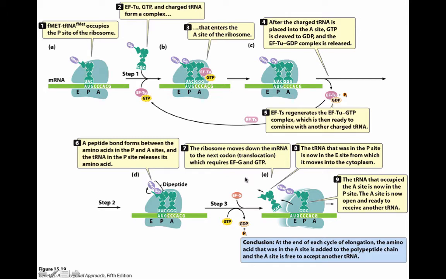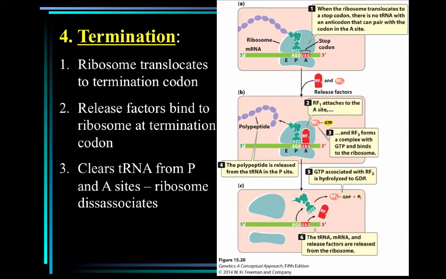And the ribosome will then move down the mRNA strand to the next codon, and we'll bring in another transfer RNA. And so at the end of the elongation process is where we see each cycle of elongation resulting in the amino acid that was in the A site being added to the polypeptide chain, and then the ribosome moving forward so that the A site can then accept another transfer RNA. So this is going to continue until the subunit actually comes to a stop codon.